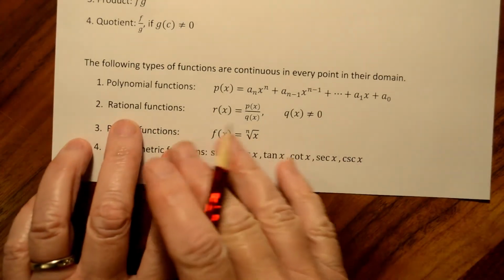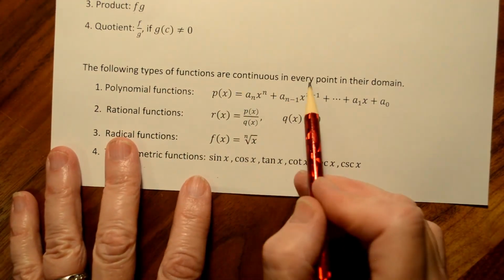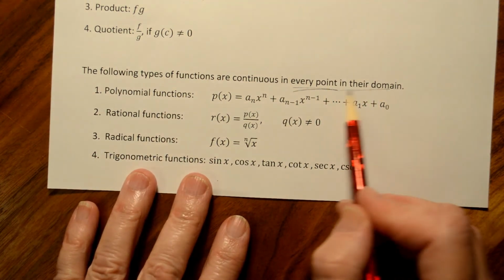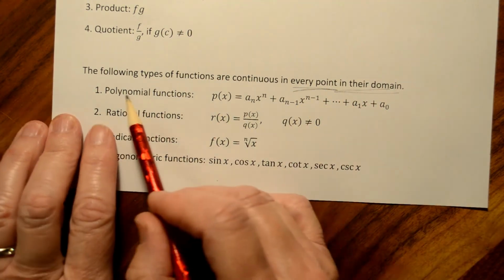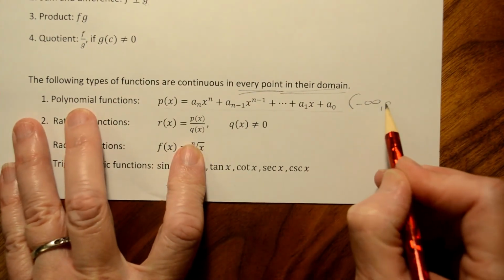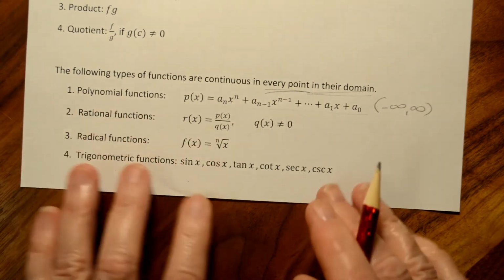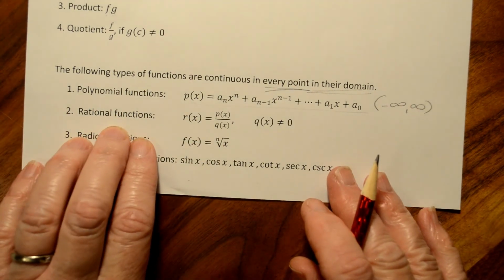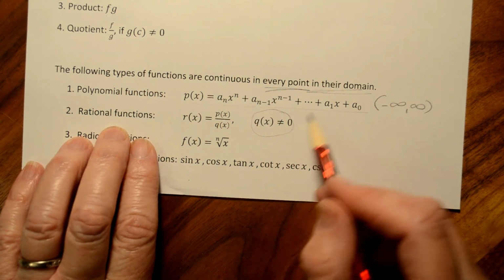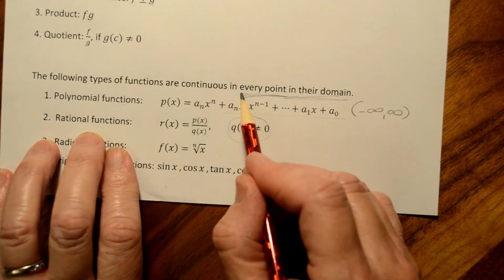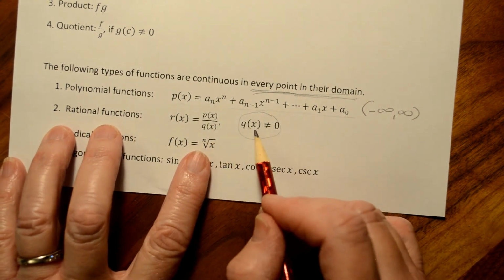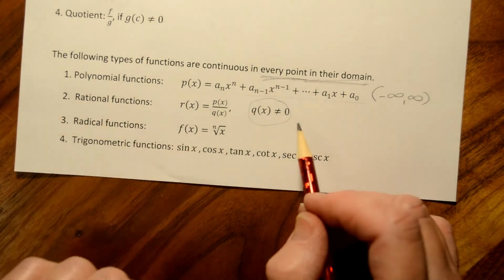All right, and then the following types of functions are continuous everywhere in their domain. So polynomial functions, continuous everywhere. All right, -infinity to infinity, that's their domain, they're continuous everywhere. Rational functions are continuous everywhere except where the denominator is 0, but that's not in their domain. That's how they can get away with saying it's continuous at every point in their domain. As long as you omit any x values that make the denominator 0, this is continuous everywhere.